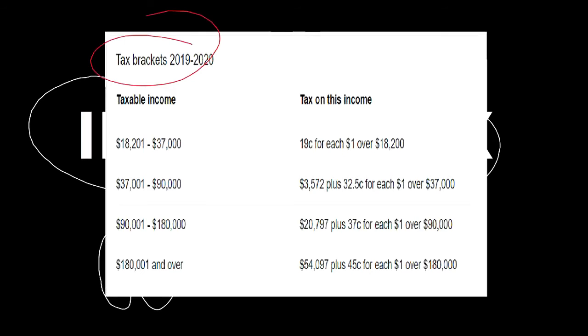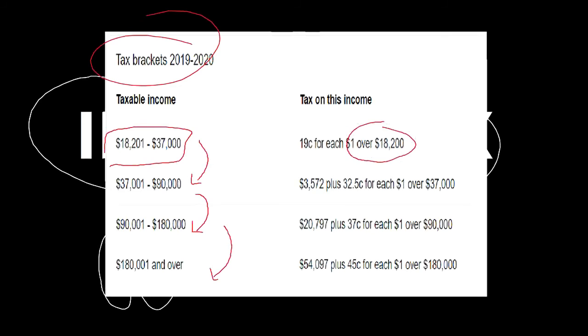As you can see in this table here, the minimum tax bracket is, you start paying tax once you earn over $18,200. And then every time you skip into a new tax bracket, you're going to pay more money on every dollar extra that you earn over the threshold. So if I earned, for example, $19,000, I would only pay on all of the dollars over $18,200. So I'd only pay on 800 of those dollars, and that's the same thing for each of these tax brackets.